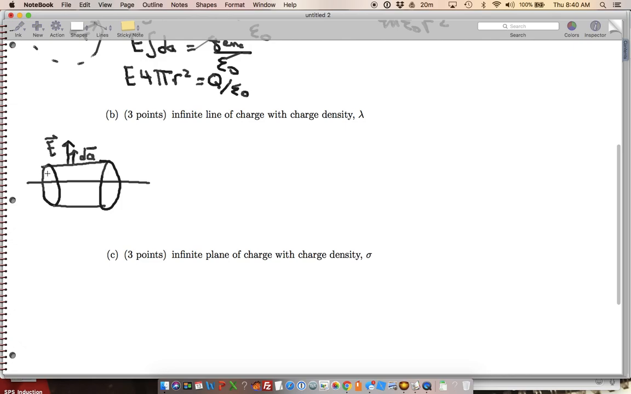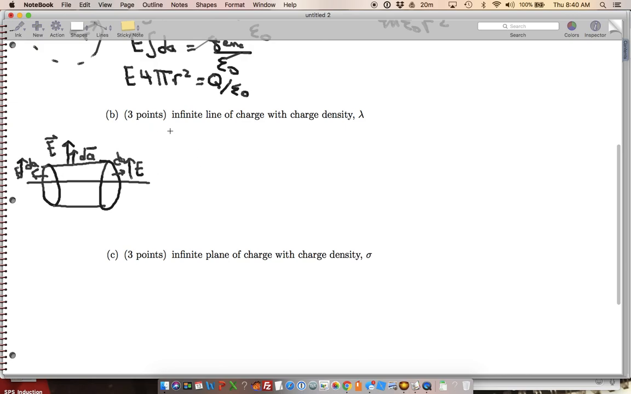Now, what about on the ends? Because when I'm thinking about Gauss's law, I have to consider the whole volume, right? So here, this is my dA, because it points away from the surface, but my E field points like this, up. That's my E. Same thing over here. This is my dA, and this is my E.